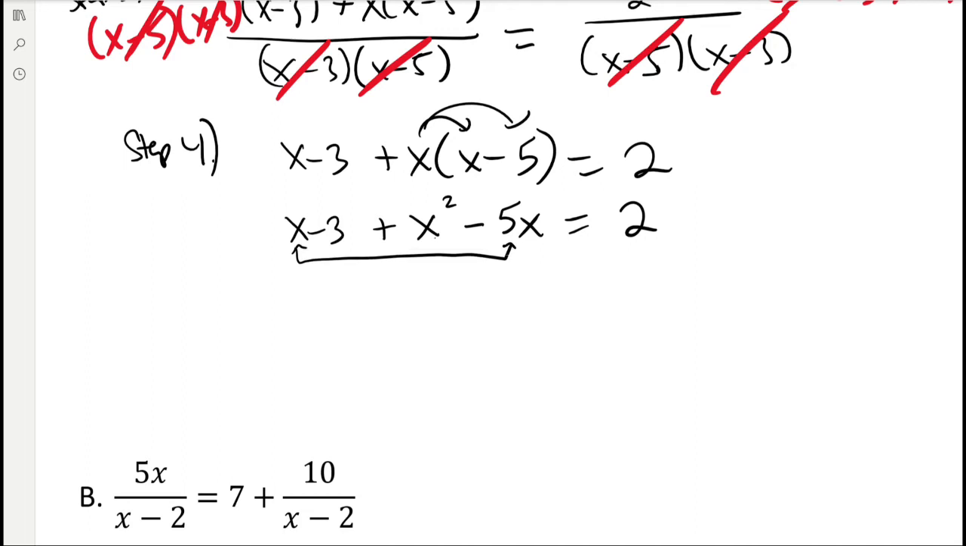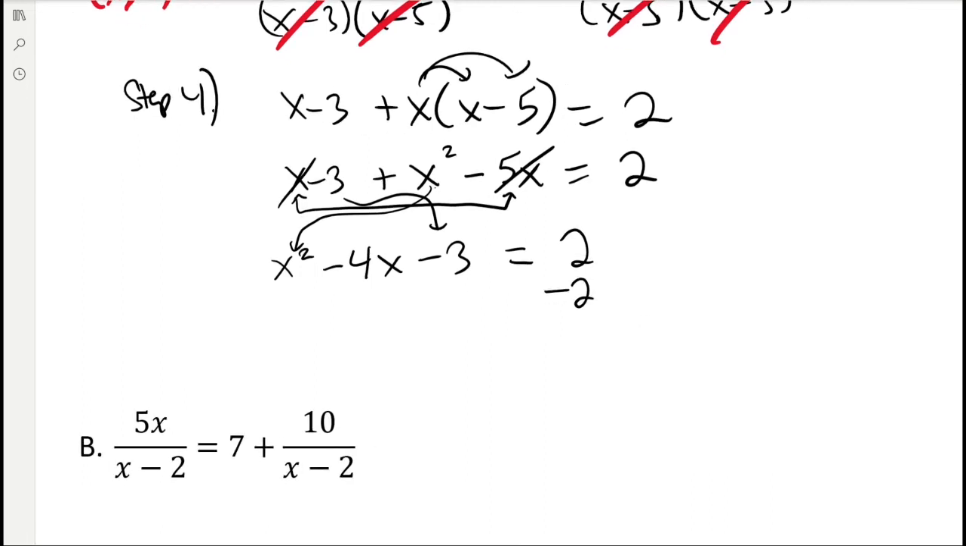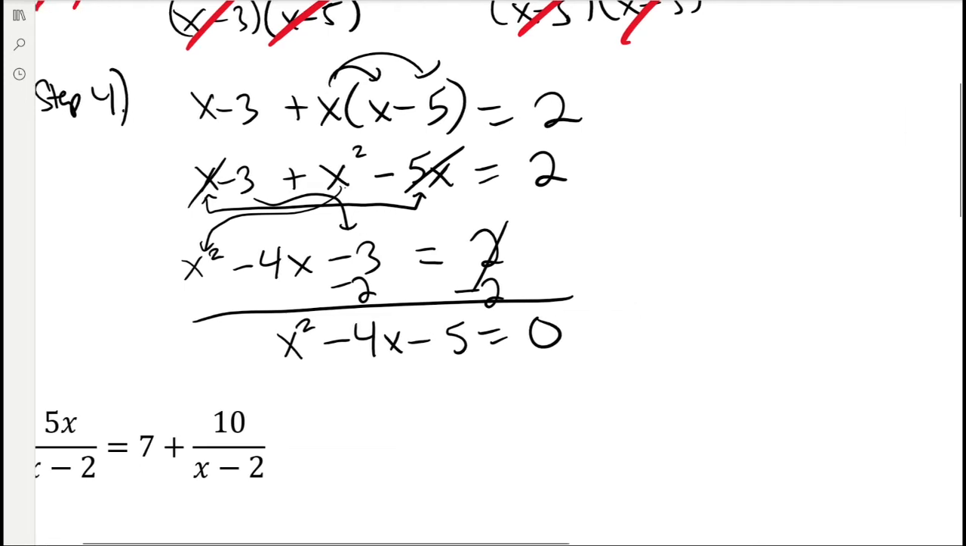And then I've got the x squared here, so I'm going to write that out first. Then I've got the negative 4x from these two, and then I'm just going to move down to negative 3. Again, we want one side to be 0, so I'm going to go ahead and subtract the 2 now. I'm left with x squared minus 4x minus 5 equals 0, which we can factor using the x table.